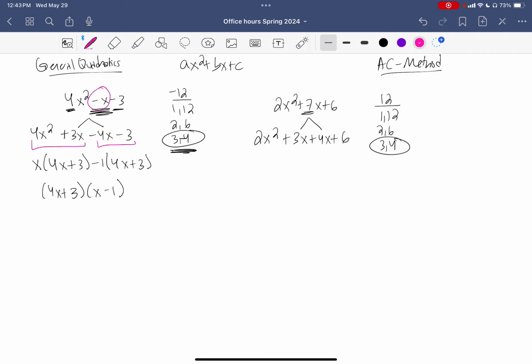So, grouping now. Out of the first 2, I can pull an x and be left with 2x plus 3. Out of the second 2, I can pull a 2 and be left with 2x plus 3. I then pull out the 2x plus 3, and I'm left with x plus 2. Okay. I'm going to do one more of these.